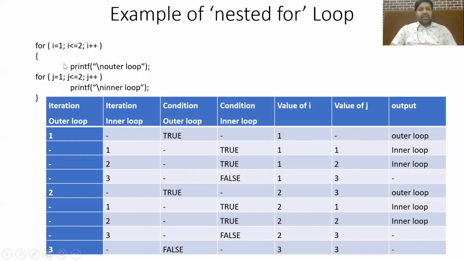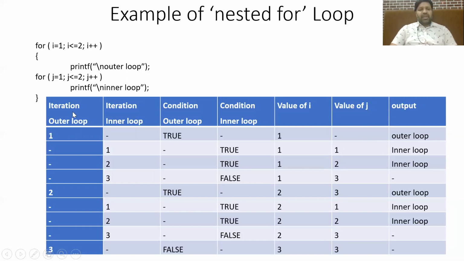Let us start with it. Initially, the outer loop will start as iteration number 1. The value of i will become 1. So as you can see, the iteration of the outer loop in the table states 1. Inner loop hasn't yet started. The condition is true, yes. The value of i becomes 1, and the message that will be displayed on the screen is that we are executing the outer loop. Now we will start with the execution of the inner loop.